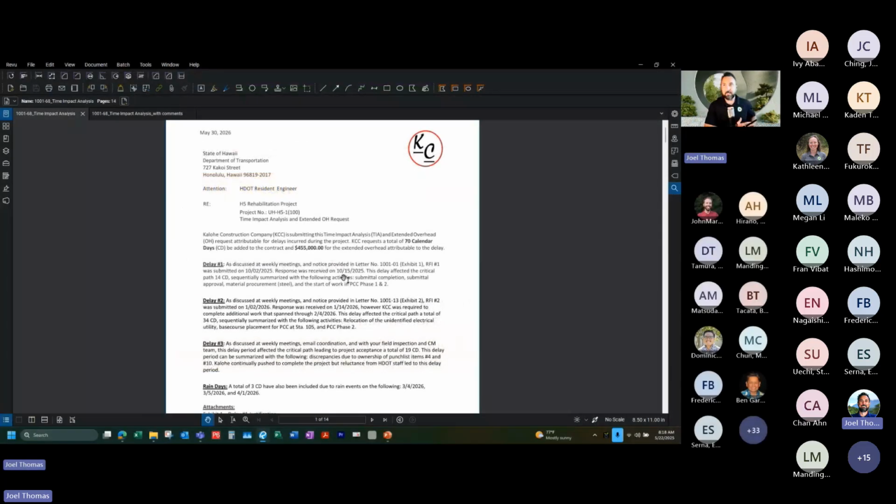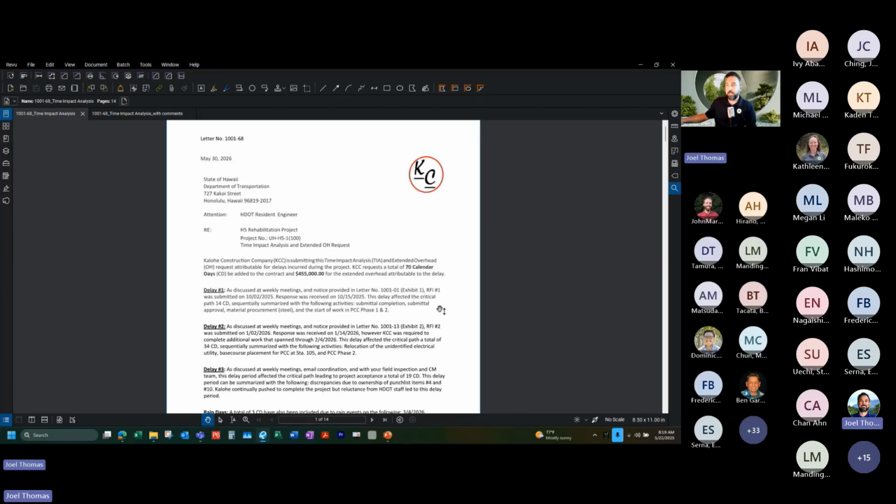When we get to the end of a project, maybe we haven't sorted out the delays. A lot of times during construction, you're just trying to get the work completed and move on, and hey, we'll handle the time part later. We got to the end of the project, we hadn't granted any time extensions. In this case, the contractor has written us a letter saying that they're requesting an additional 70 calendar days be added to the contract and $455,000 for the extended overhead attributable to that delay.